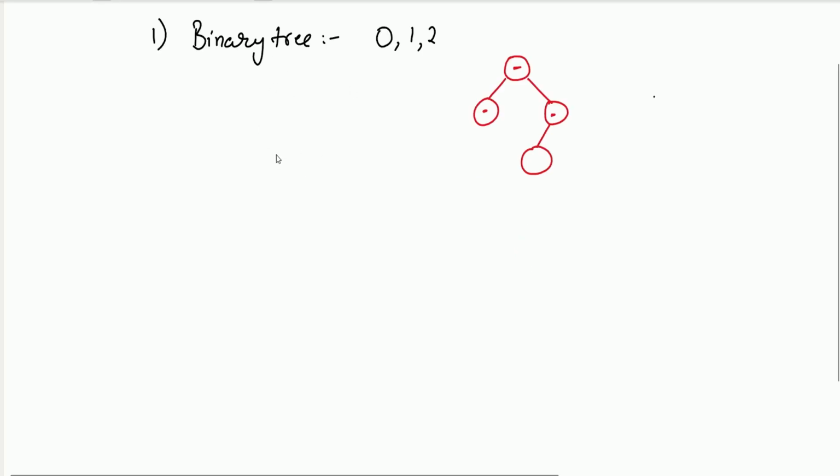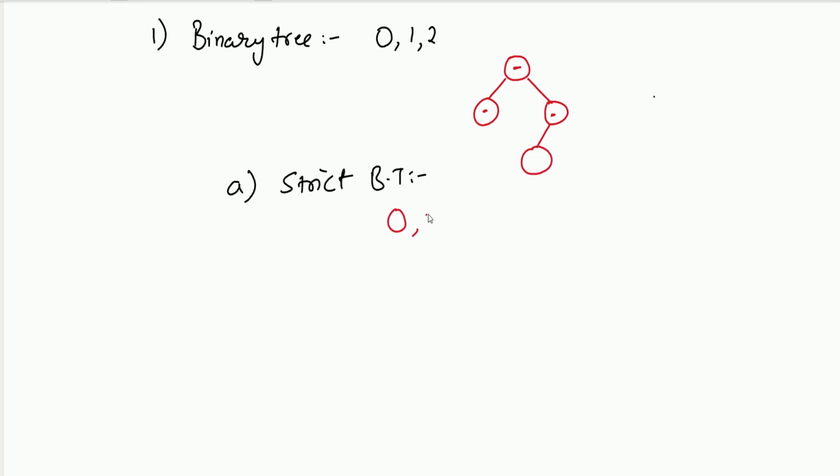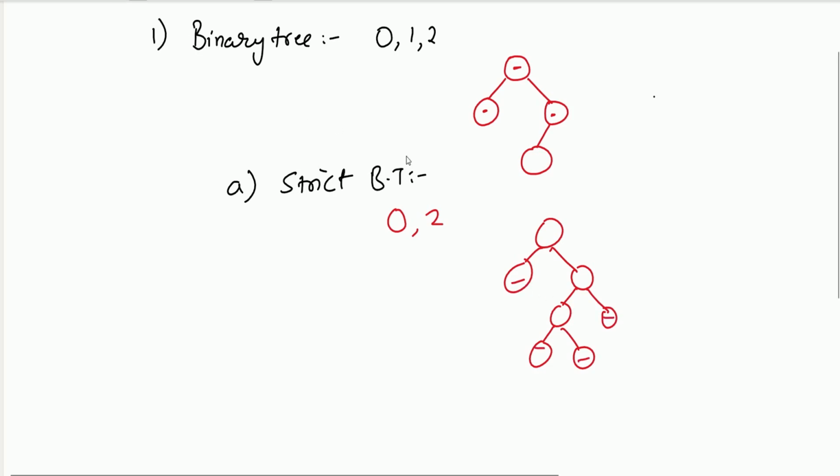There are different forms of binary tree. There is a strict binary tree. In a strict binary tree, every node has either 0 or 2 children. So if we take an example, this is an example of a strict binary tree. Every node has either 0 or 2 children.